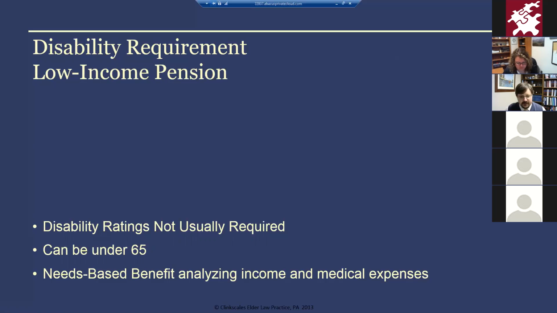For low-income pension, disability rating is usually not required. The person can be under 65. It's really a needs-based benefit that looks at income and medical expenses, and if those medical expenses cause someone's income to be less than those threshold numbers, then the veteran is eligible for that pension. The idea being that veterans should get medical care, and that veterans should have a place to live, and that we should help them with that if they're not able to get to those levels.